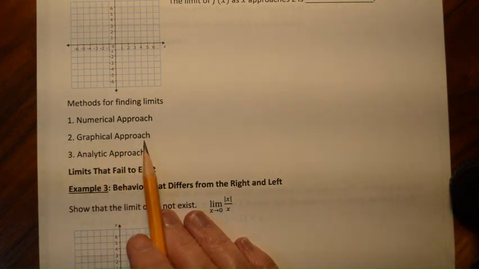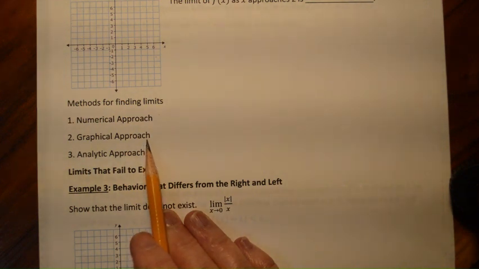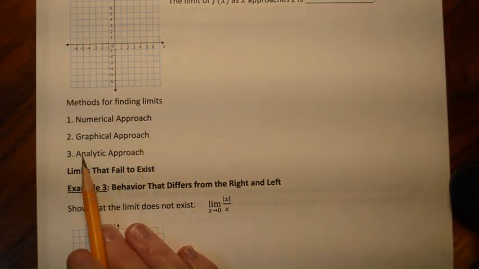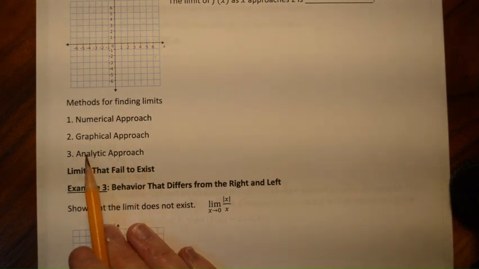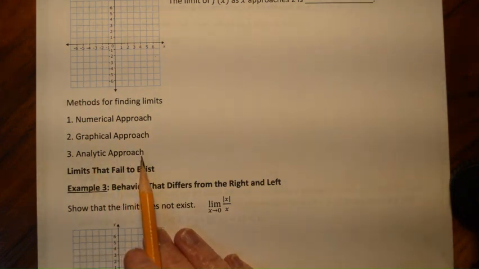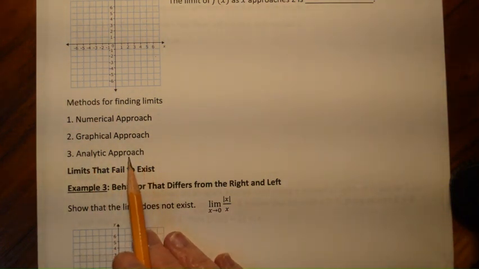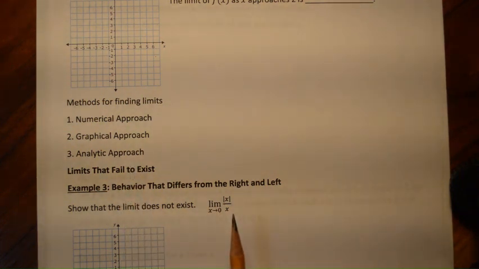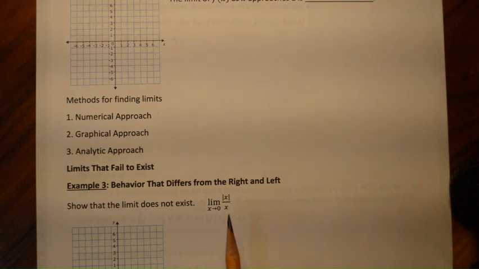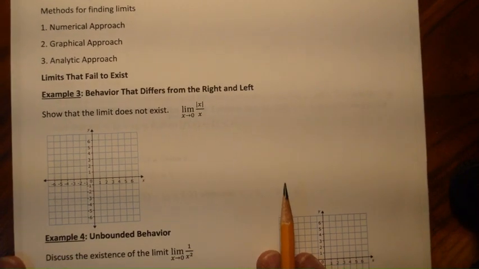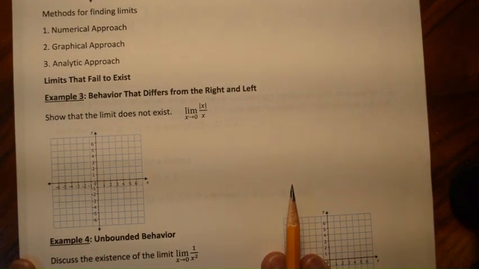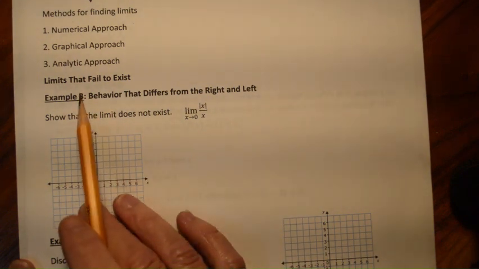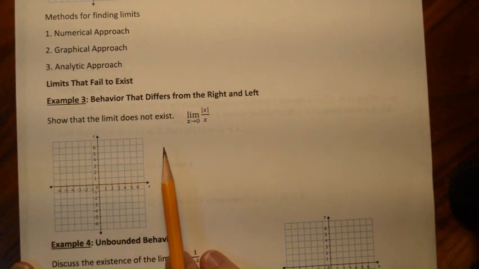Then we said the graphical approach, where we looked at the graph of the function, and we said, okay, it looks like it's approaching this point. And then the third was the analytic approach. And again, we're going to look at that in a lot more detail in the next section. But for right now, we just need to go in a little bit more depth about limits and some other aspects of them. So we're going to look at this example right here and how we can find out when limits might not actually exist.